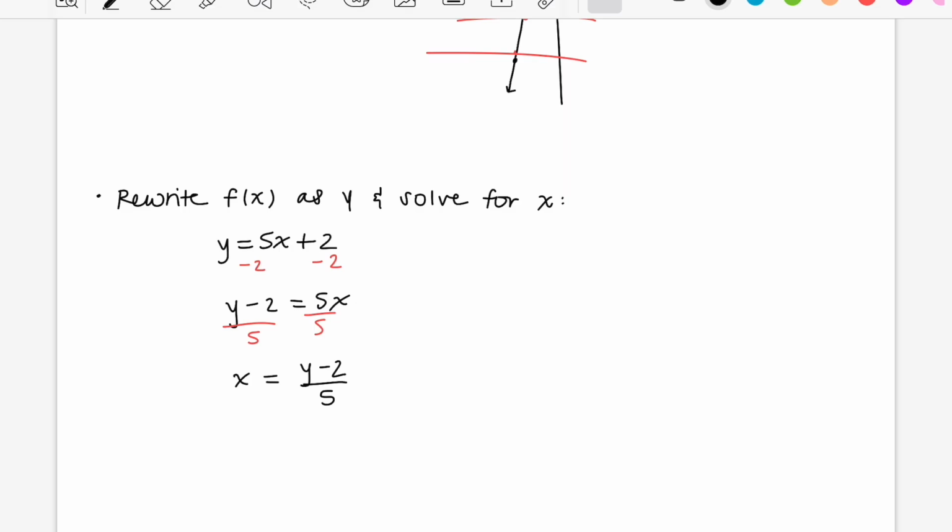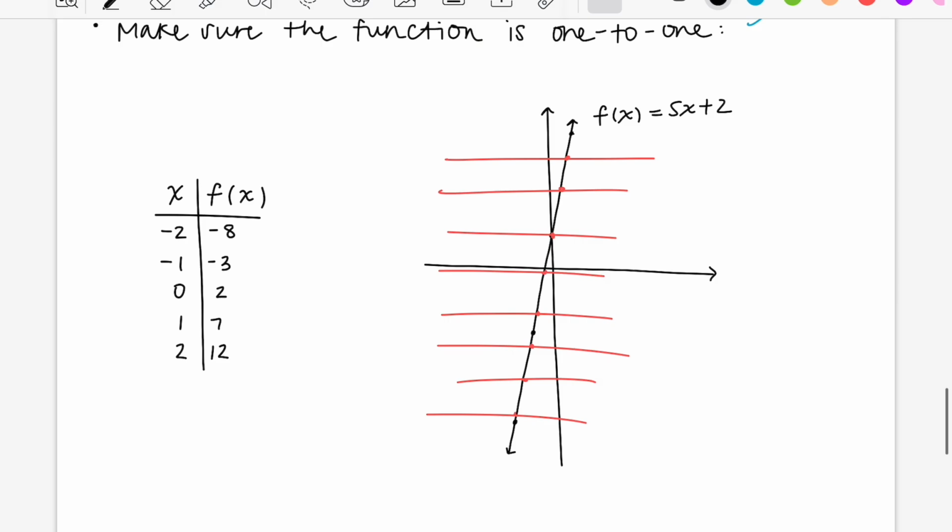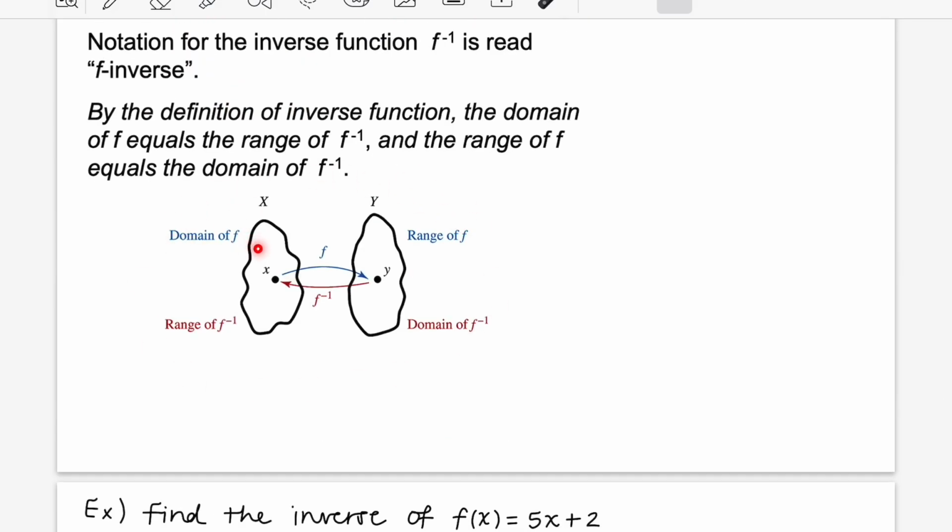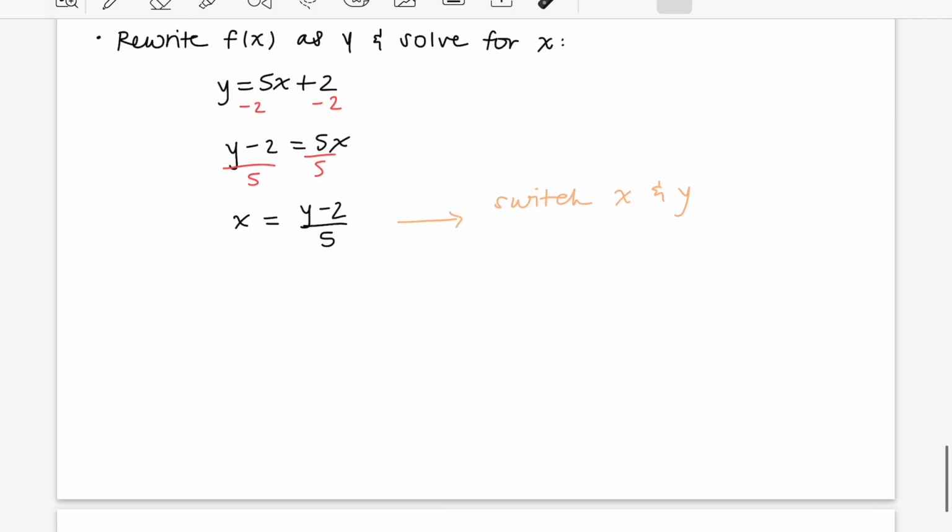Now the next thing that we want to do is switch our x and y values. And this makes sense because, again, our inverse functions undo each other. So we need to switch our variables here. We're going to switch our inputs and our output values because, like we said here, the domain of f is equal to the range of our inverse, and the range of f is equal to the domain of our inverse. So we get y is equal to x minus 2 over 5. So this tells us, writing it with our new notation, the inverse of f is equal to x minus 2 over 5.